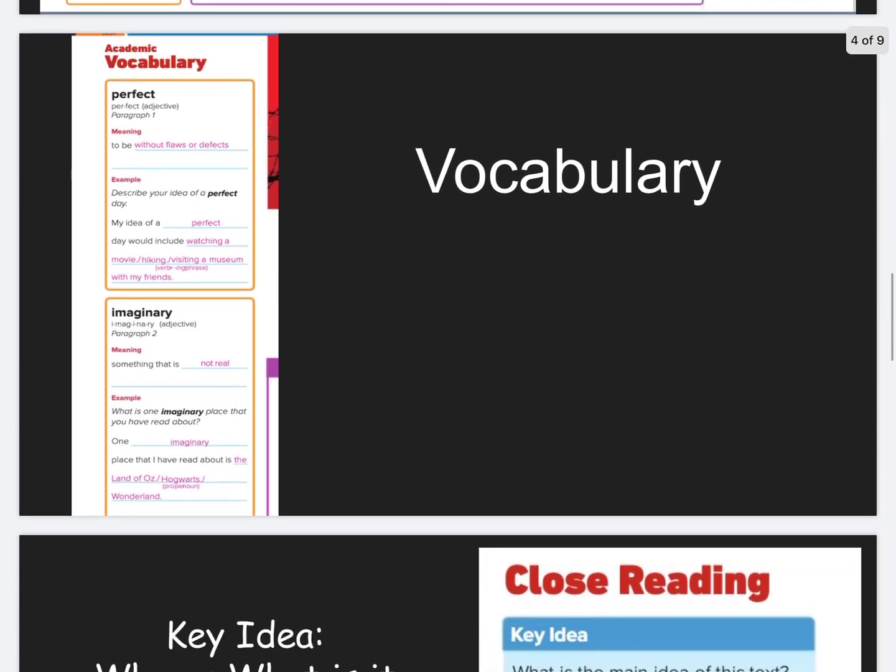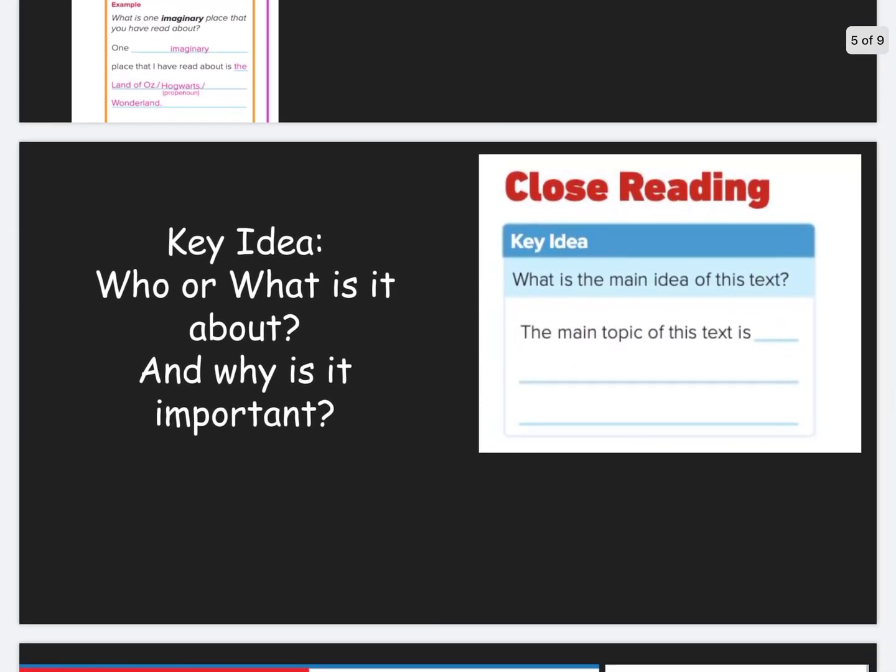Okay, your reading question for the first time through was, what is this text mostly about? And I'm just flipping through here to the next slide. And reminder, to find that key idea, we have to ask ourselves, okay, who or what is it about and why it's important? So what is this text all about?